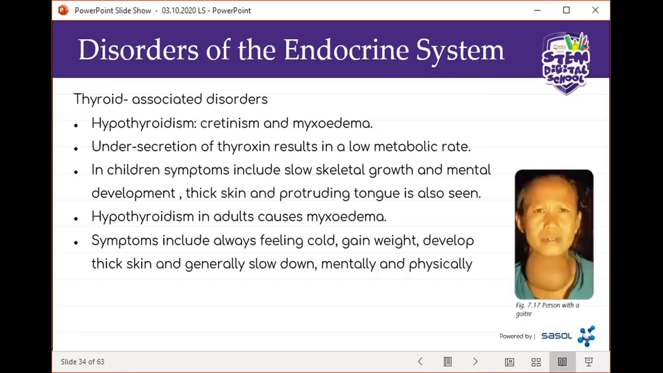Okay, so now here we have a picture of the goiter that we're talking about. The goiter is usually caused by iodine deficiency. Right, so goiters are caused by iodine deficiency.